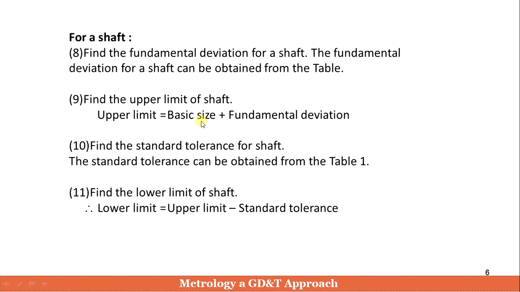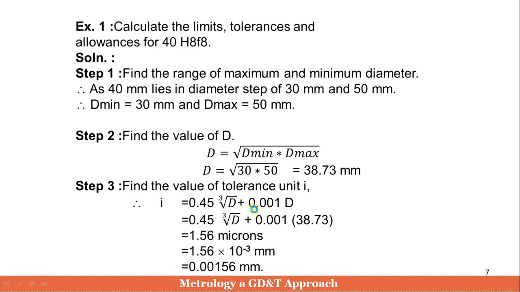Similarly, the dimensions for the shaft can be found using the fundamental deviation chart. We obtain the upper limit of the shaft, which is the basic size plus the fundamental deviation. The next step is to find the standard tolerance for the shaft, which we get from the table, and the lower limit of the shaft is the upper limit minus the standard tolerance. All the steps we discussed can be elaborated and explained with the help of a very simple numerical. Let's try to understand.